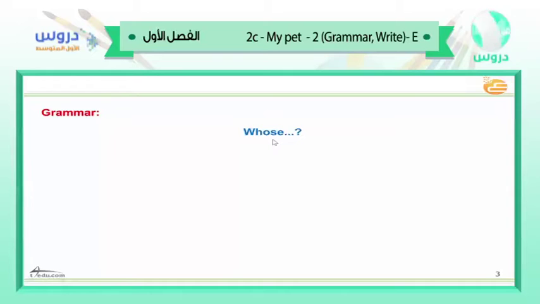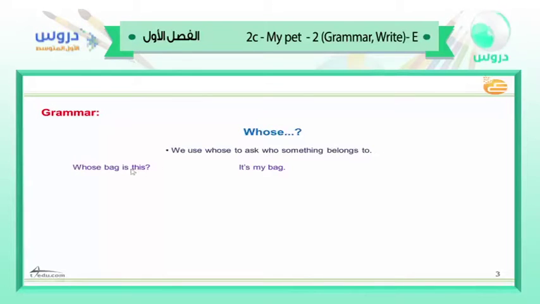We use it with the question, but when can we use this word, whose? We use whose to ask who something belongs to. For example, whose bag is this? So I mean that I want to know the person who owns this bag. Is this bag yours? Is it your friend's? Is it mine? So, whose bag is this?